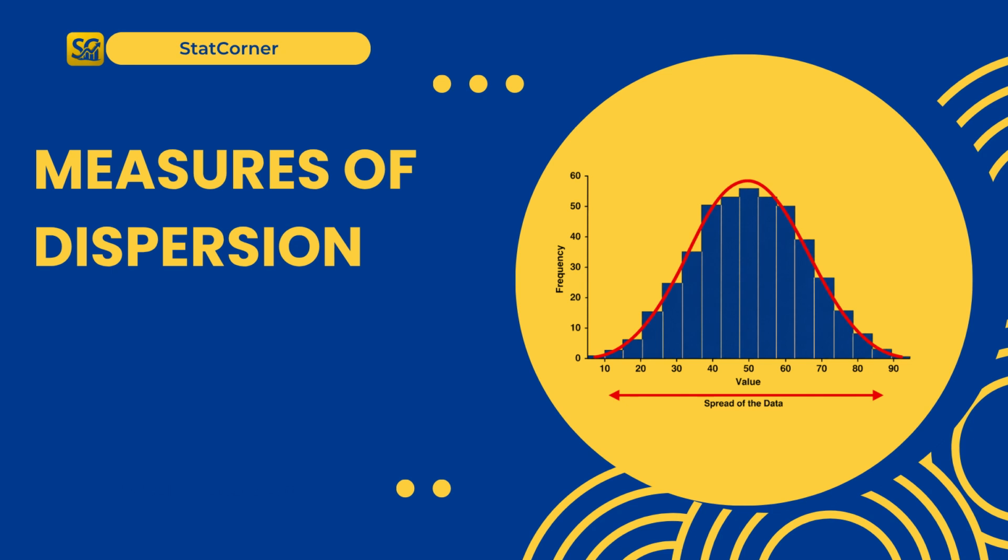In this video, we explore the concept of measures of dispersion, an essential topic in statistics that helps us understand how the data is spread around a central value. Measures of central tendency such as mean, median, and mode are used to summarize data and enable us to compare two or more groups. Suppose there are two groups of students with the following marks.